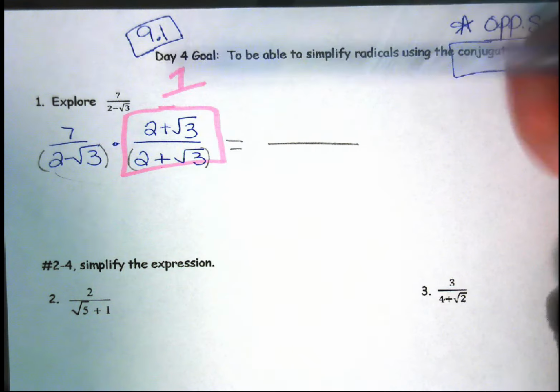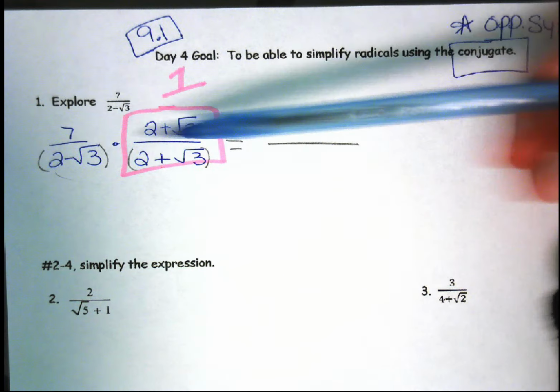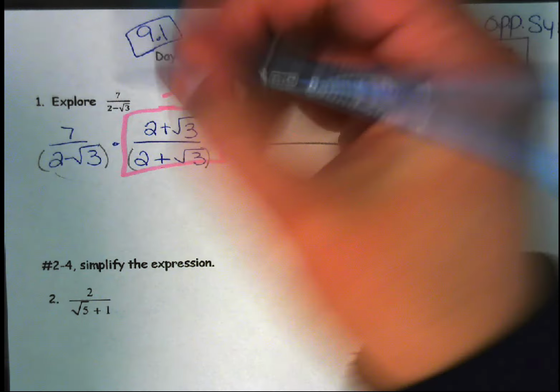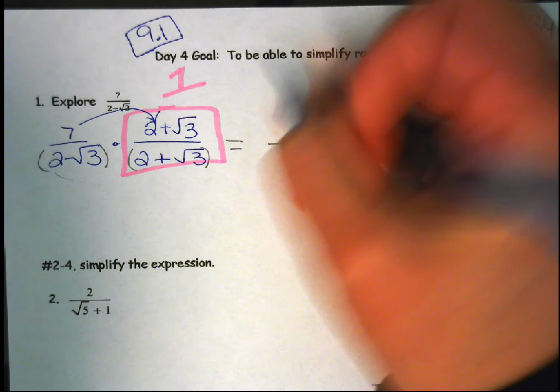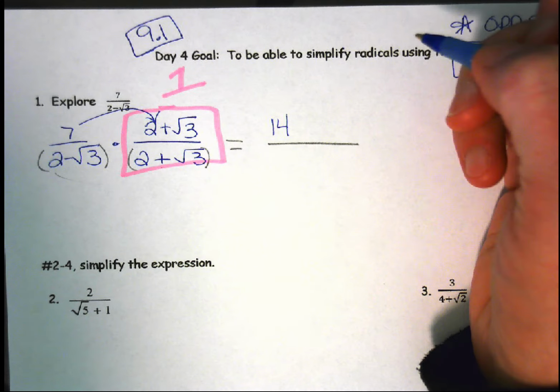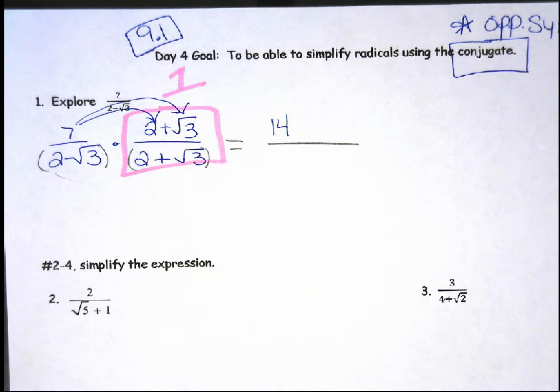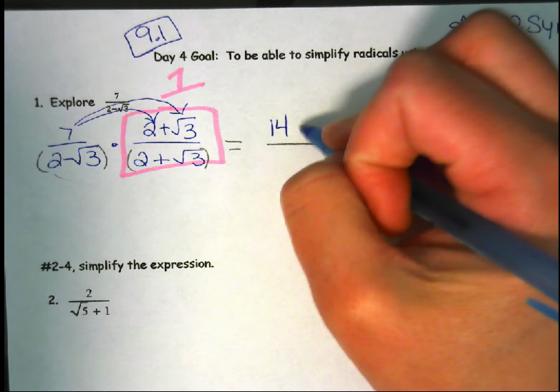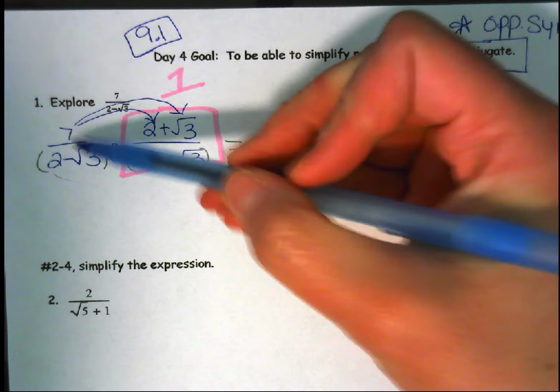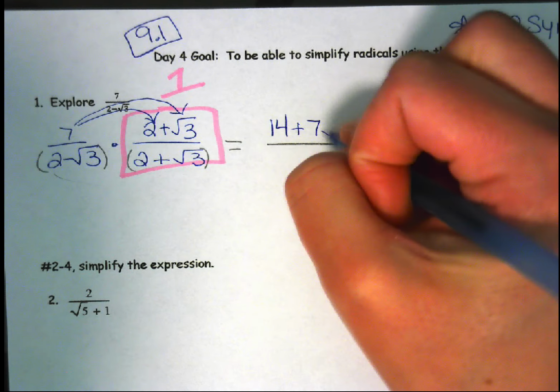So on the top, we have a monomial and a binomial, so we're just going to distribute. So 7 times 2, and then 7 times the square root of 3. And remember, the 7 doesn't have a radical, so it's just plus 7. So 7 times 1, and then square roots of 3.